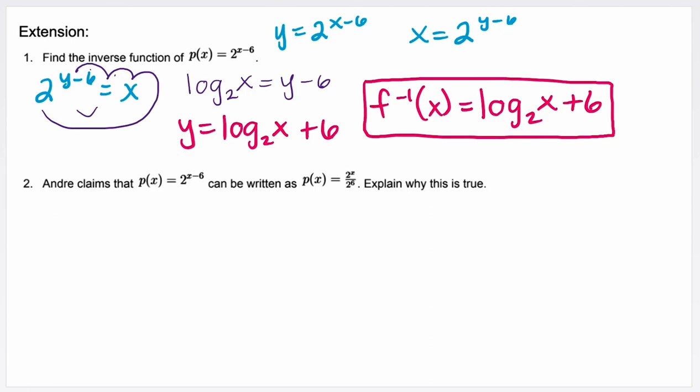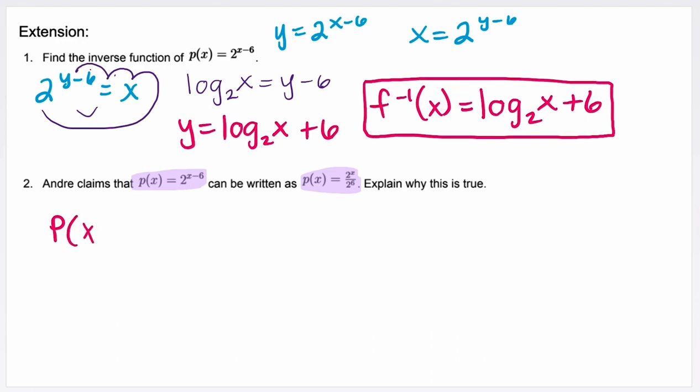Now, the very last thing it says, Andre claims that 2 to the x minus 6 can be rewritten as p of x equals 2 to the x divided by 2 to the 6. Explain why this is true. So this is interesting. It's just kind of relating it back to exponent rules. Whenever you have subtraction in exponents, that relates back to division, because if you are dividing with exponents and you have like bases, you would subtract your exponents. So these two things are equal.